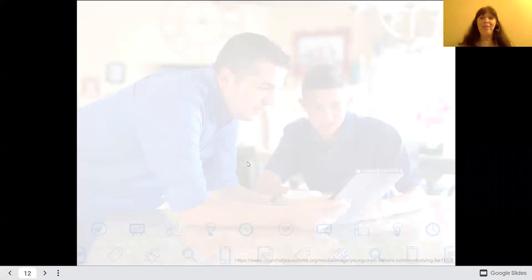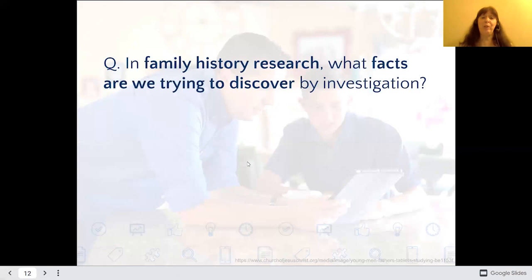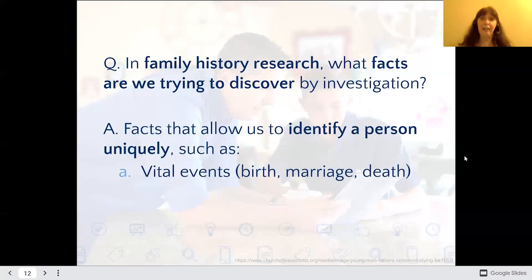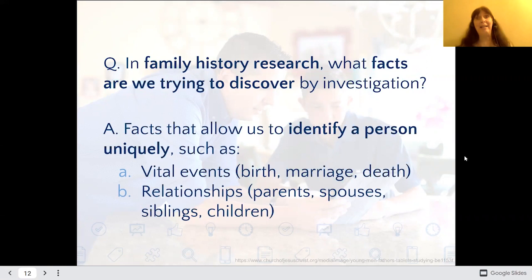So that's the general definition of research, but what does it mean specifically in the field of family history? What facts are we trying to discover by investigation? Well, it's actually pretty simple. We're trying to discover facts that allow us to uniquely identify a person. So how do we tell one John Smith from another, or one Diego Martinez from another? Well, most of the time it will be by vital events such as birth, marriage, or death, or relationships. So parents, spouses, siblings, and children. So when we talk about family history research, we're talking about discovering these types of facts about our ancestors.